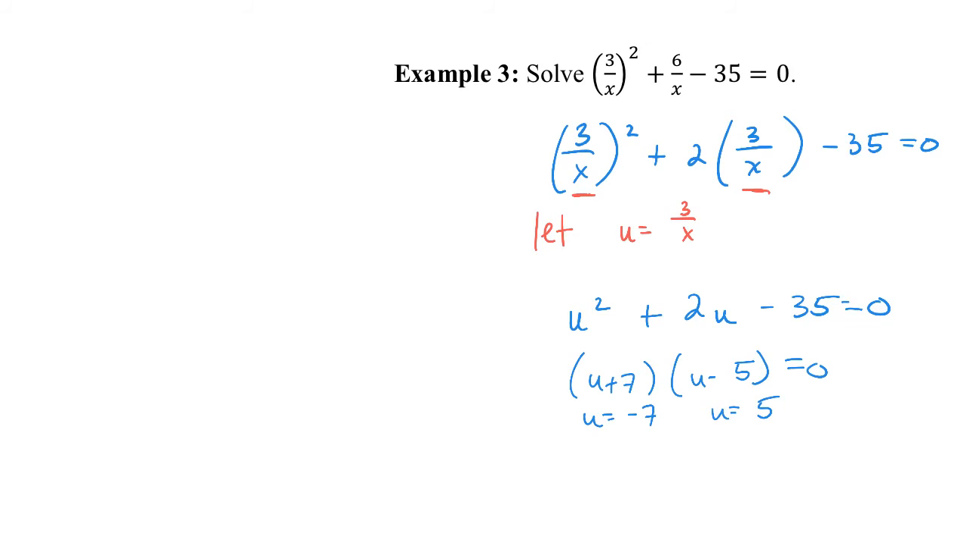I can see that negative 7. So again, my let statement is this. Here's my let statement at the very top left. U equals 3 over x. Since u is negative 7, I'll start with that. Let's break this into the 2 cases. Negative 7 equals 3 over x, and 5 equals 3 over x. Those are my 2 scenarios that I'm working with here. And then just solve them.